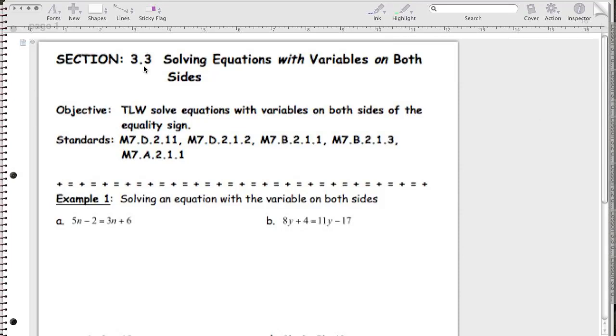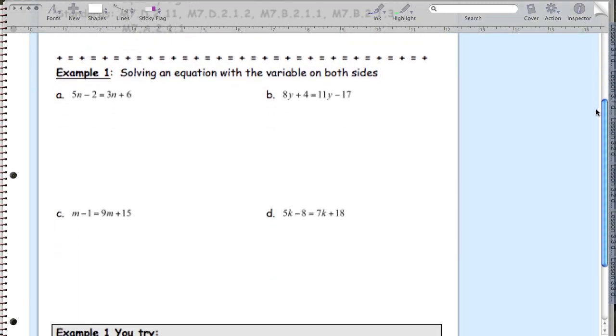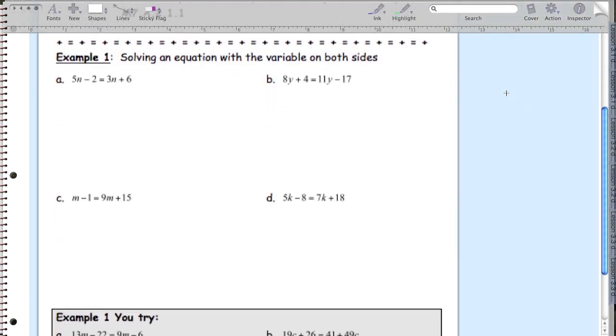Okay, section 3.3, solving equations with variables on both sides. So now this is going to be the most difficult we look at in terms of new concepts. There could be a lot of extra terms to an equation, but this is the last new concept we're going to cover in this chapter for equations.